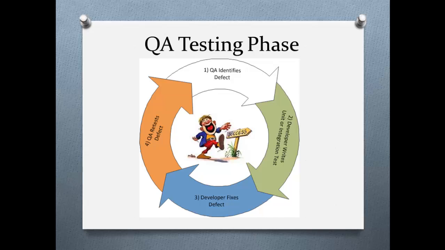Once the developer fixes the defect, the tester retests that specific problem, and if it's a success, then they give official sign off from the QA. If the test is passed, we give a sign off document. That's pretty much the QA testing phase.